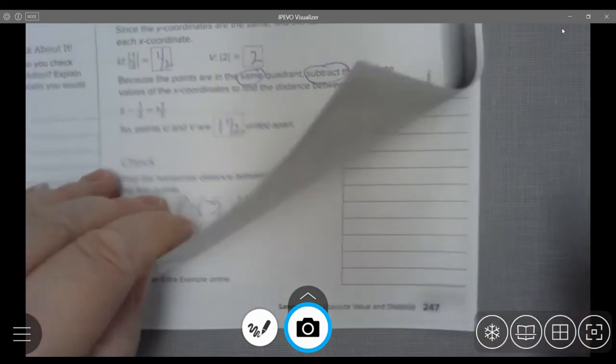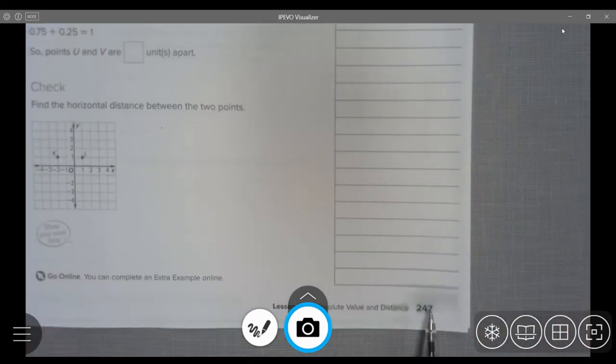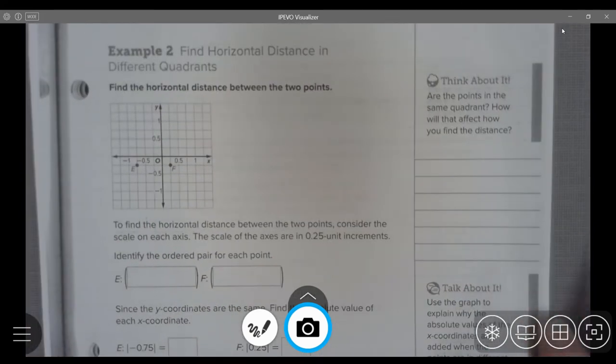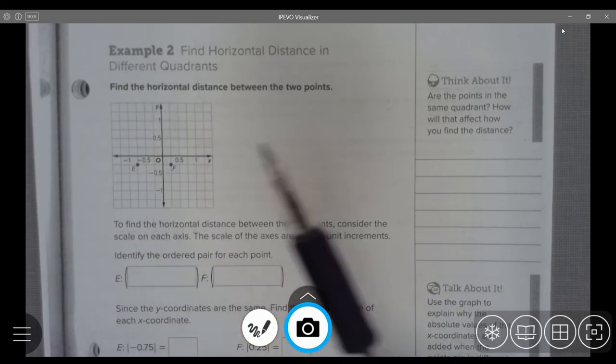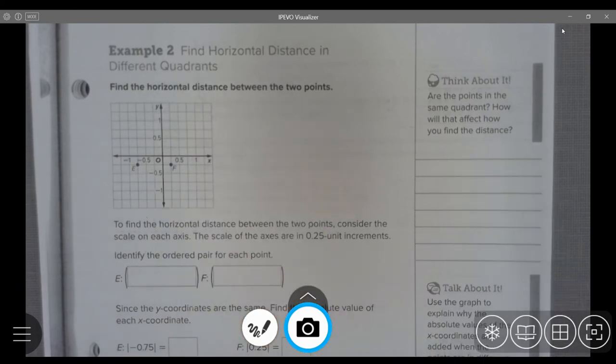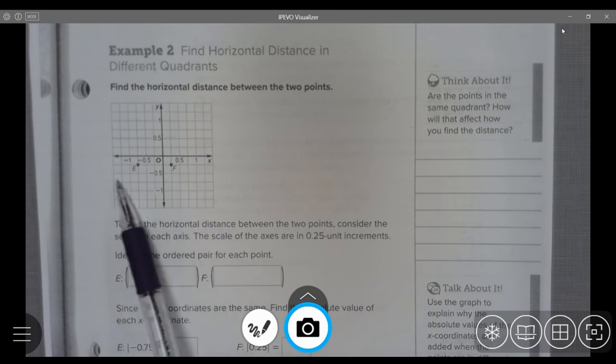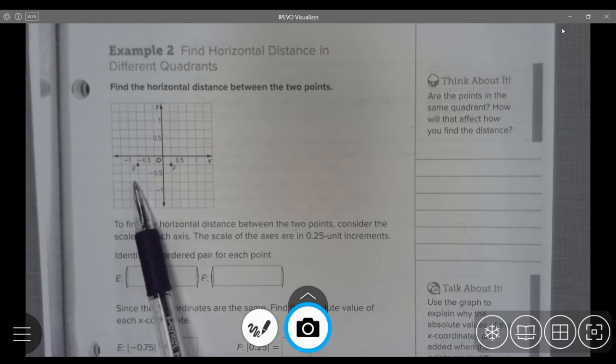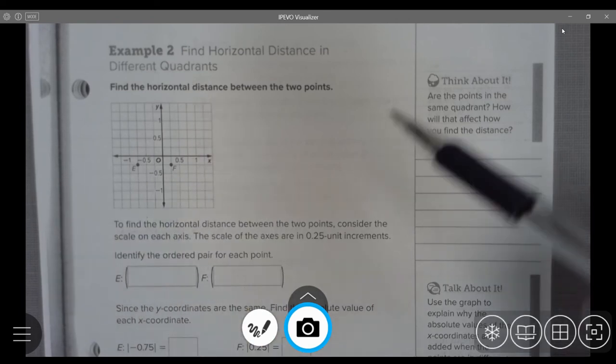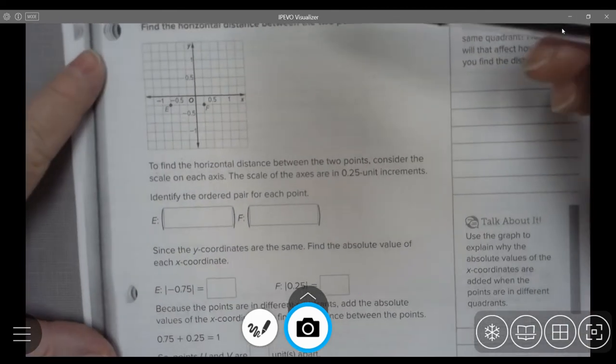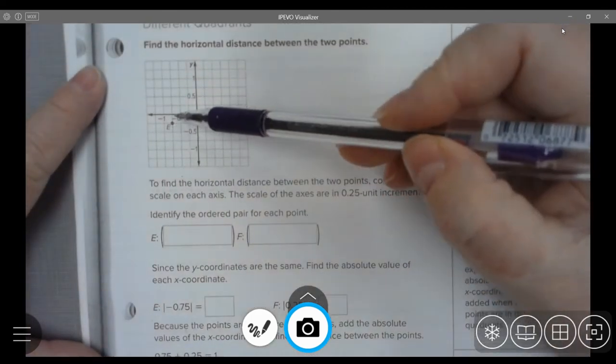Carrying on to page 247 at the top. Example 2, find horizontal distance in different quadrants. So now, if they're the same, we subtract. If we are finding in the different quadrants, then we add. Different, add. So find the horizontal distance. So I have E and F.